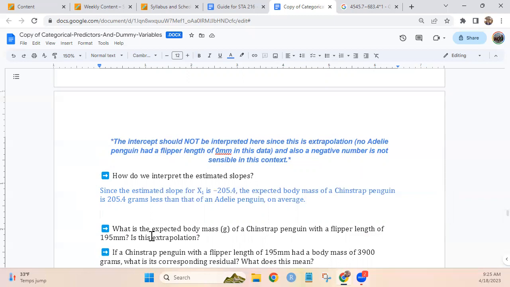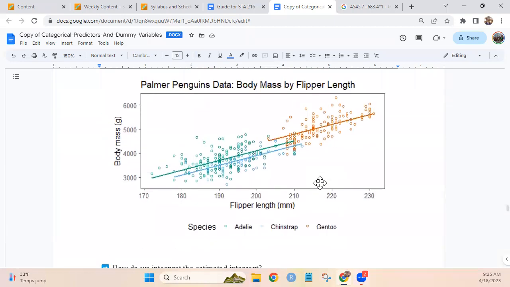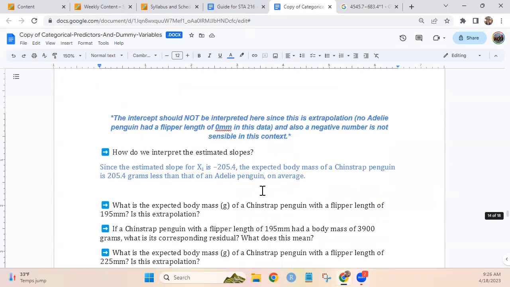Always good to double check by looking at the plot when you have it like this, right? So we're saying a chinstrap penguin has lower body mass than the Adelie penguins. Is that what's showing up in the plot here? Yeah, that checks out. The blue line is below the green line. So always good to do a little bit of a sensibility check like that real quick.